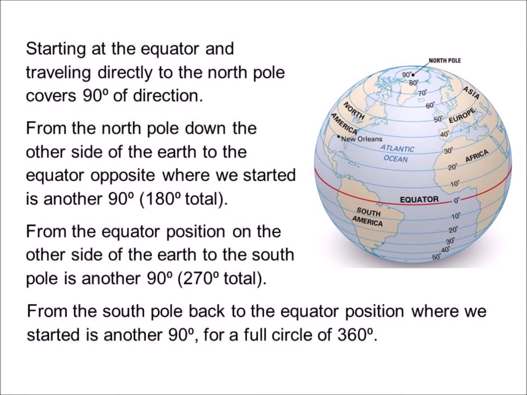Let's confirm that the circle model holds with latitude. If we start at the equator and travel directly to the North Pole, that covers 90 degrees of direction. From the North Pole down the other side of the Earth to the equator opposite where we started is another 90 degrees, 180 degrees total. From the equator position on the other side of the Earth to the South Pole is another 90 degrees, and from the South Pole back to the equator position where we started is yet another 90 degrees for a full circle of 360 degrees. The circle model holds.